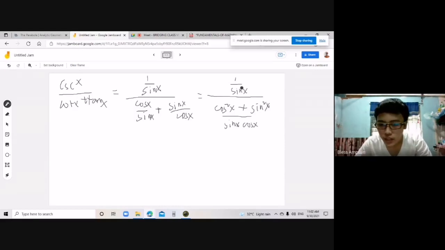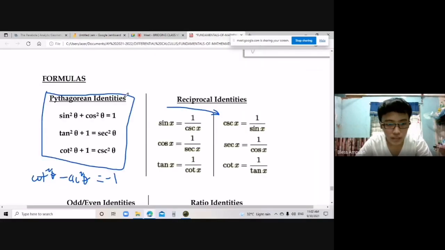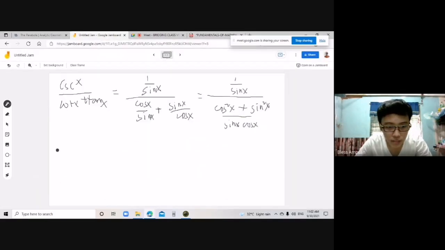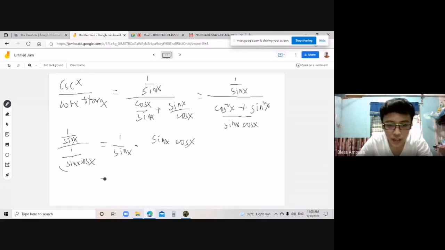Next, cosine squared x plus sine squared x is equal to 1. So we have 1 over sine x over 1 over sine x cosine x. Let's invert the main operation, division to multiplication, to make it easier: 1 over sine x times the inverted denominator, sine x cosine x. Therefore, sine x cancels and our answer is cosine x. So cosecant x over cotangent x plus tangent x is equal to cosine x.